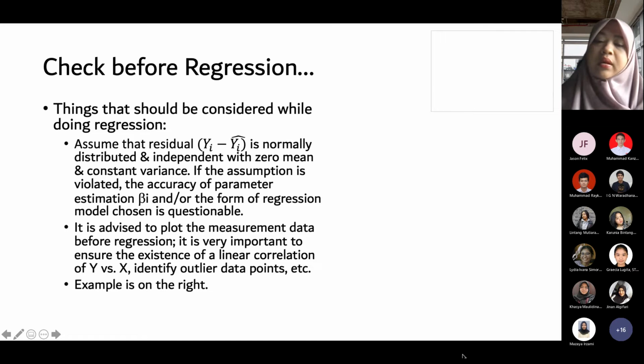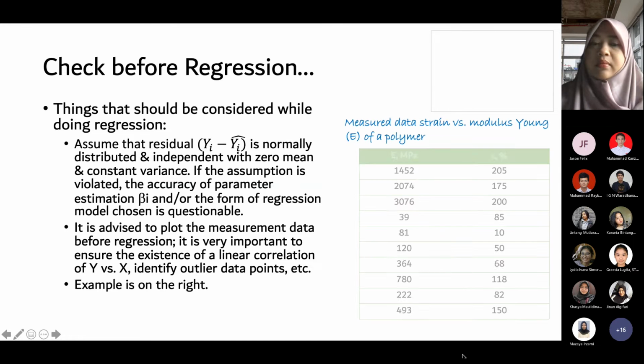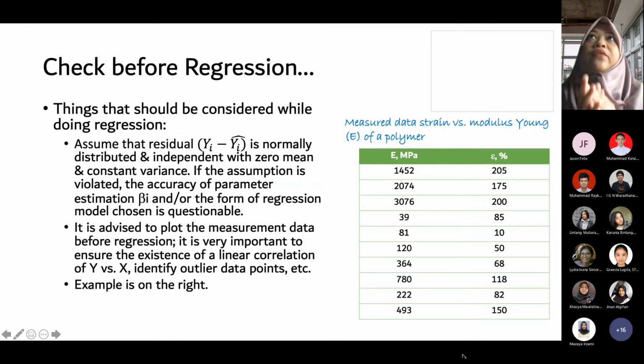Sometimes, like I said before, we have to see the data first, with our own eyes. So we plot the data. That's why I always ask the students in the chemical engineering lab, if you have the data, please plot it first, manually, or with your calculator, or even with your laptop. Plot the data and then see what the trend of the data is.